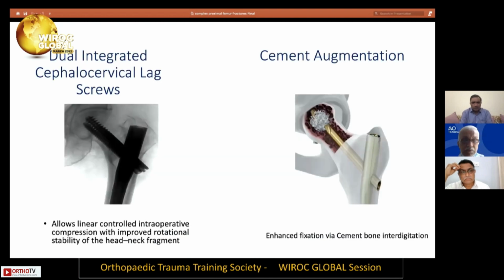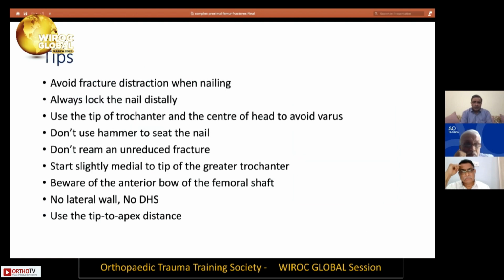And then there are certain newer implants to address such complex fractures. We can use a dual integrated cephalocervical lag screw, which allows linear controlled intraoperative compression with improved rotation stability. Or we can use cement augmentation, obviously, which will further strengthen our fixation. So the tips as far as treating these complex intertrochanteric fractures are concerned: we should avoid fracture distraction.